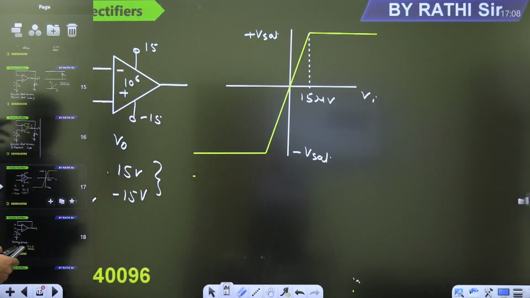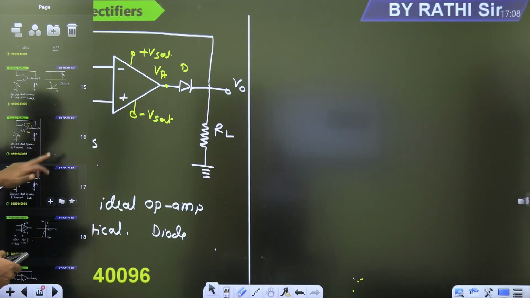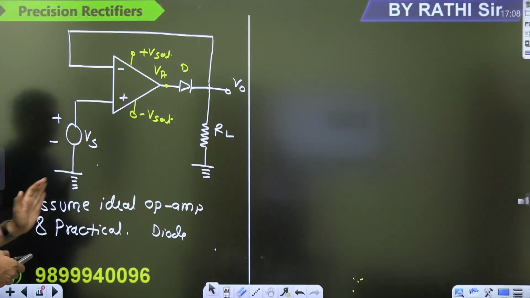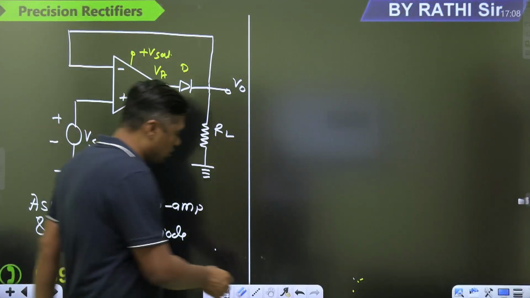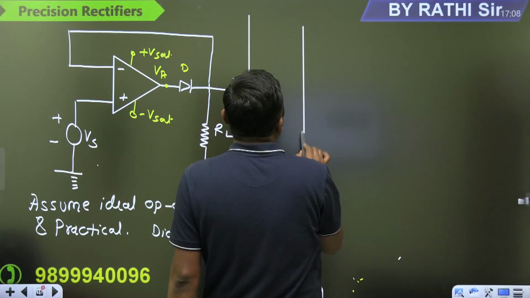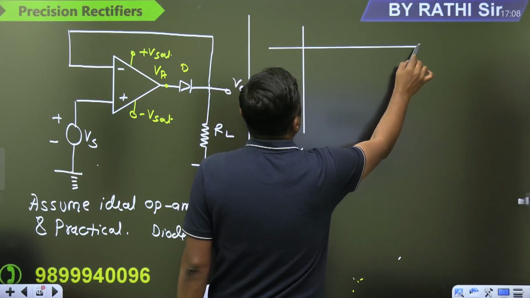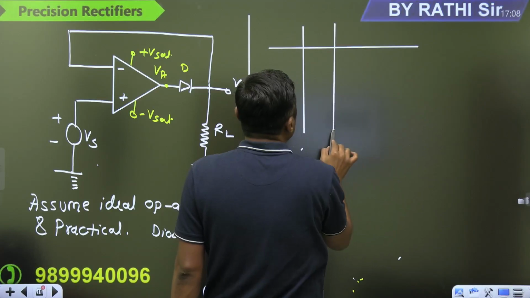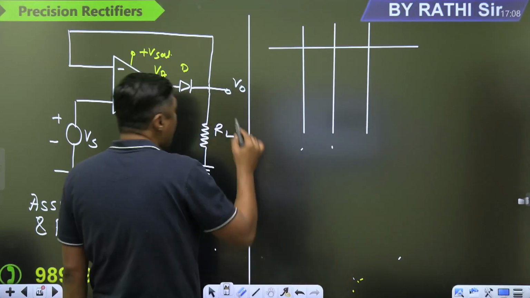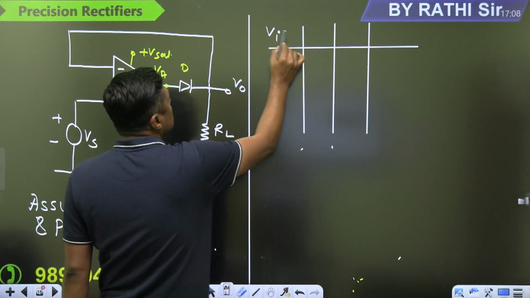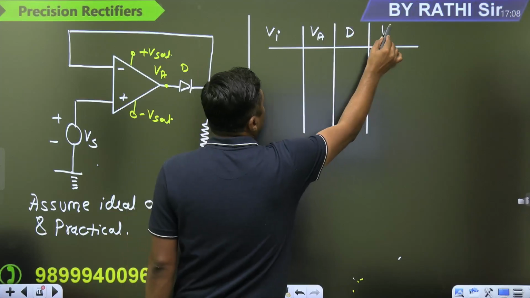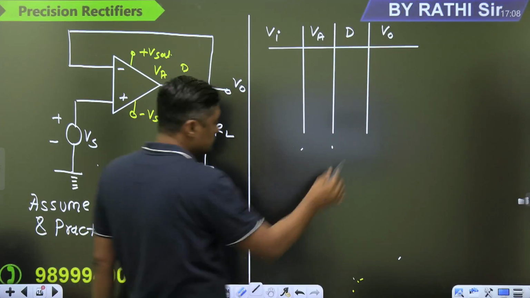I am going to explain what the voltage follower is and how this circuit will work. First of all, focus on this circuit. Assume the ideal op-amp and practical diode. I am going to draw the table here. First, this is Vi. This is VA. What about the diode? And what is the V0? This table is very, very important.